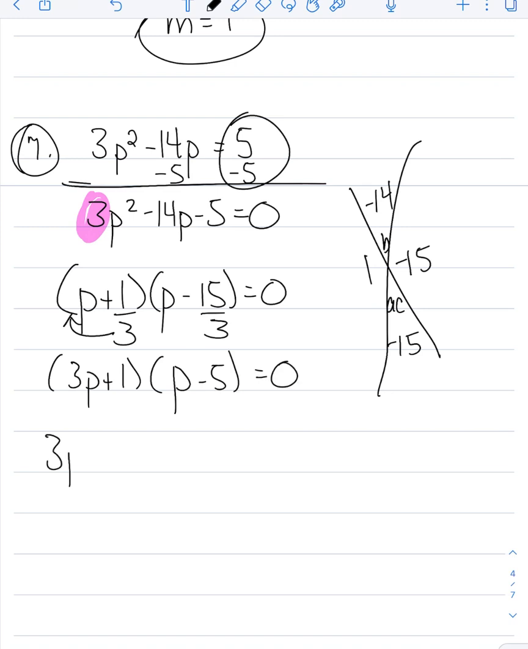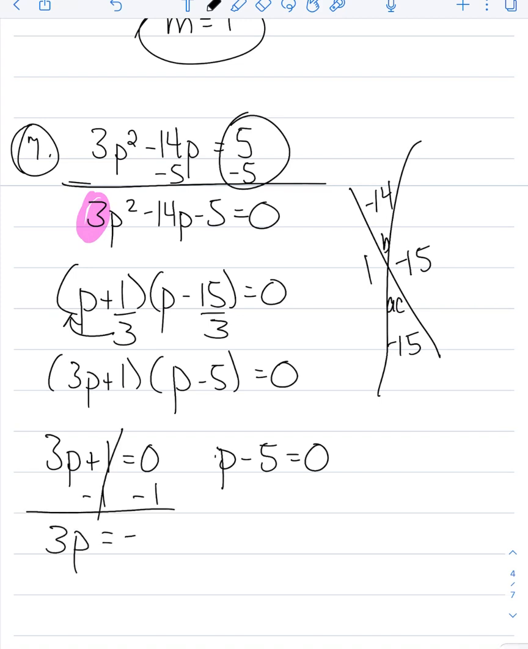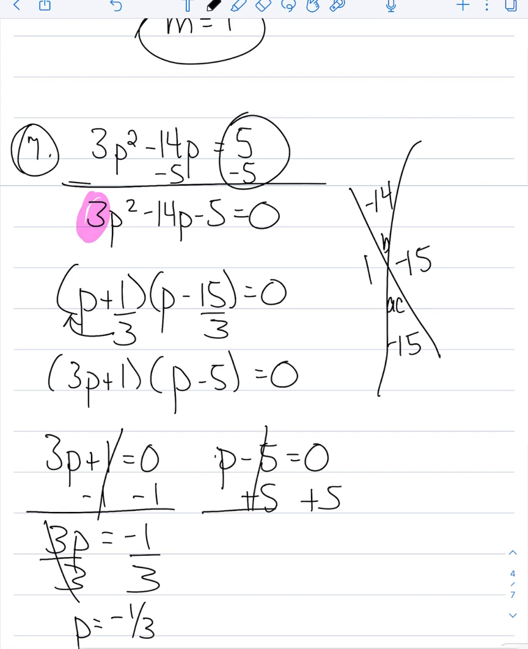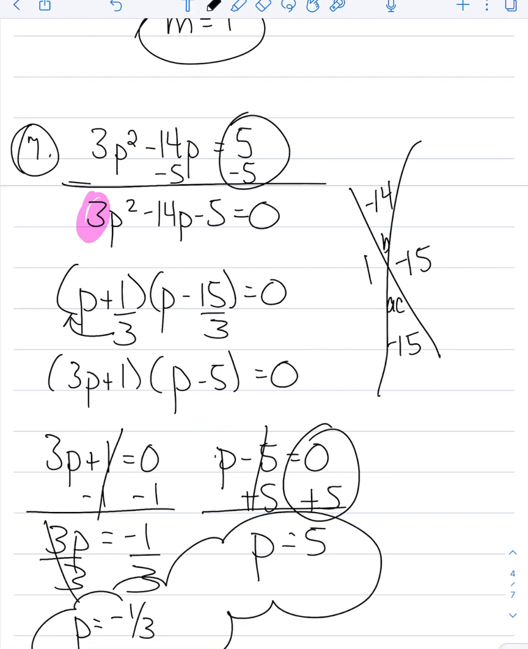Then I want to set each of these factors equal to 0. P minus 5 equals 0. So let's do the one on the left first. So subtract 1 from both sides. You get 3p equals -1. Divide both sides by 3. So our first solution is -1/3. And for our second one, we want to add 5 to both sides. So p equals 0 plus 5 is 5. So my two solutions, or my two zeros, are -1/3 and 5.